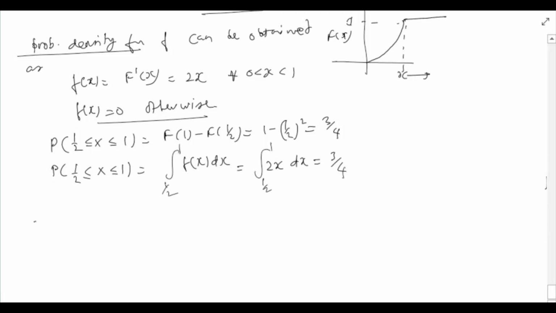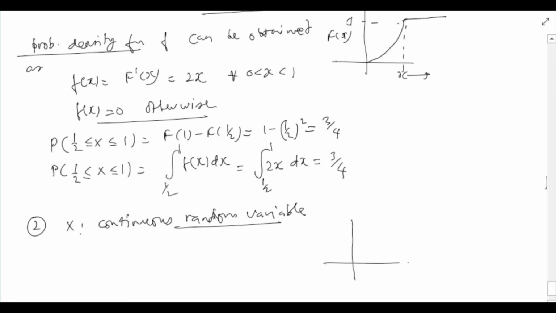Let's see one more example. Let us now consider a random variable X, again a continuous random variable, whose PDF is a constant between 0 and 1. So let's say it takes value c between 0 and 1, and it's 0 outside this interval 0, 1. Such a random variable X is called uniformly distributed on 0, 1.